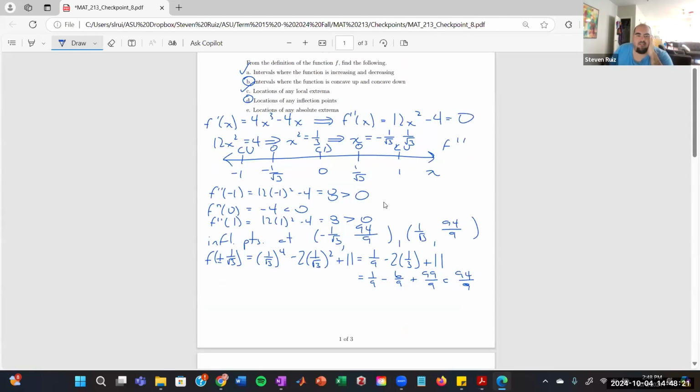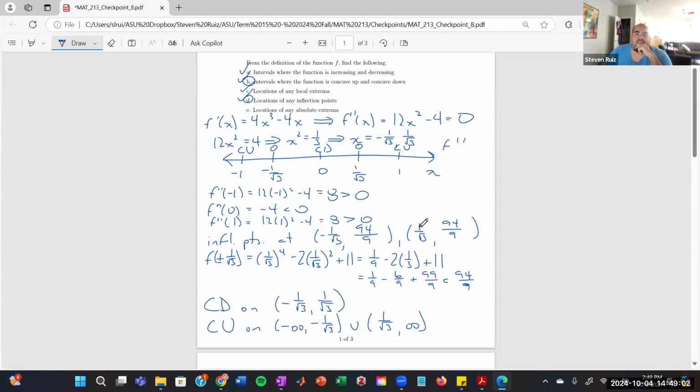Where am I going to find my intervals of concave up and concave down? So it's concave down on where? In between the inflection points. So on the interval -1 over radical 3 to +1 over radical 3. And it's concave up on basically everything outside of that. So -infinity up to -1 over radical 3, union with 1 over radical 3 up to infinity. All right. So that handles B and D.